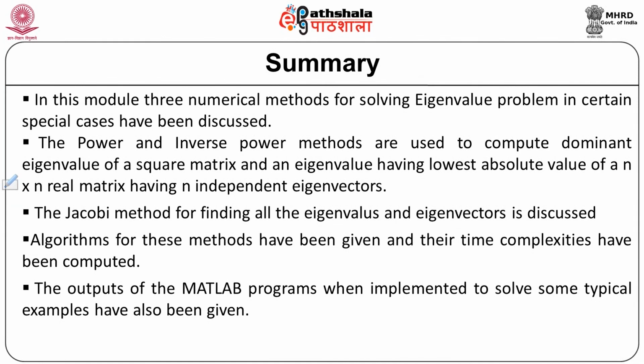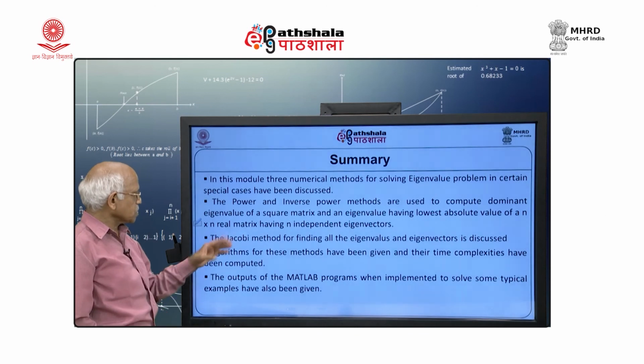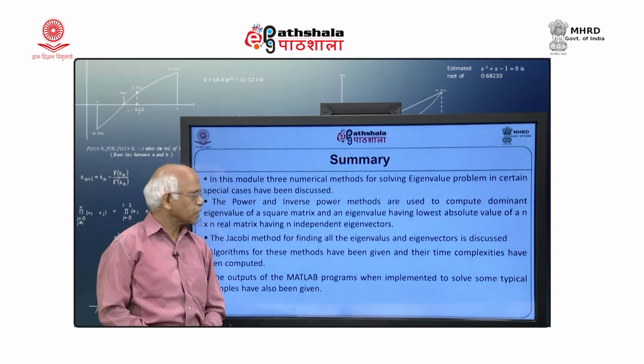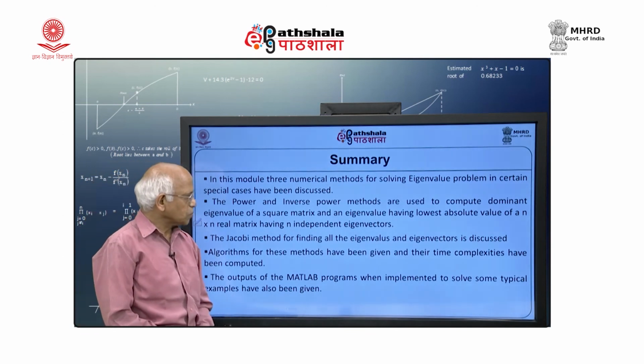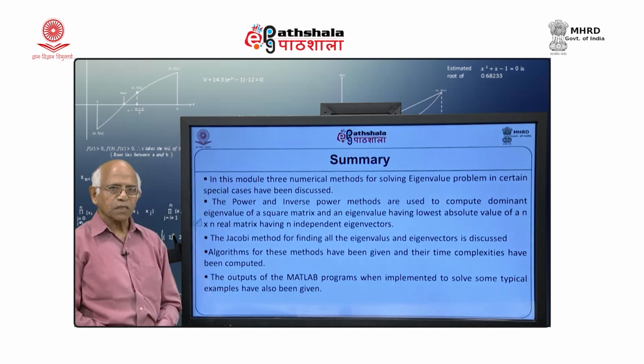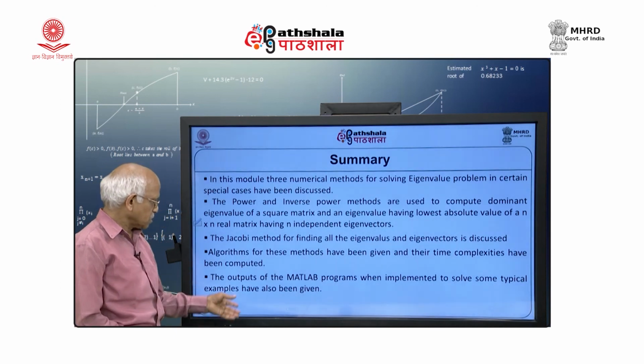In summary, in this particular module we have discussed numerical methods for solving the eigenvalue problem for certain special cases. The power and inverse power methods are used to compute the dominant eigenvalue and the eigenvalue having the lowest absolute value of an n cross n real matrix having n independent eigenvectors. We also discussed the Jacobi method for finding all eigenvalues and eigenvectors of a real symmetric matrix. The algorithms for these methods have been given, their time complexities have been discussed, and the output of the MATLAB program implementing these methods has been discussed in the end.